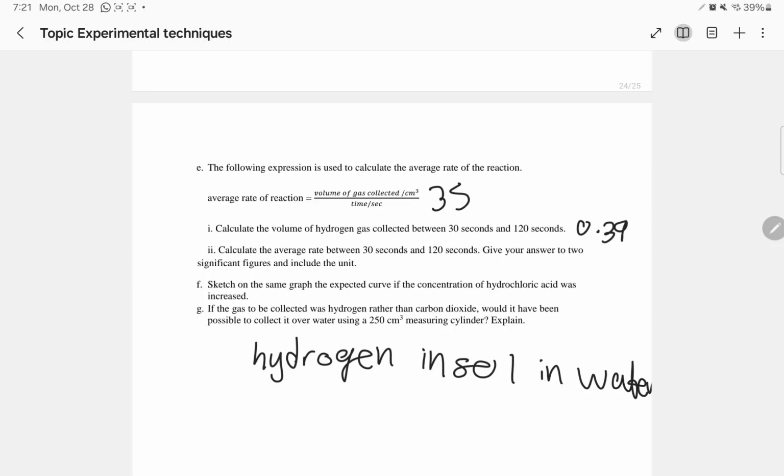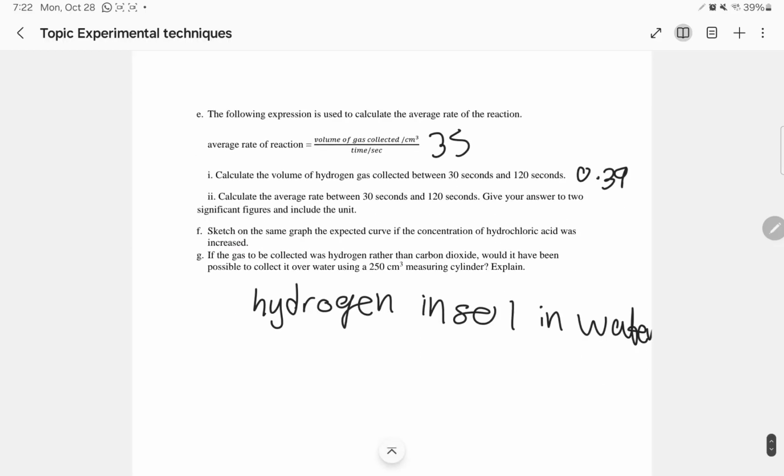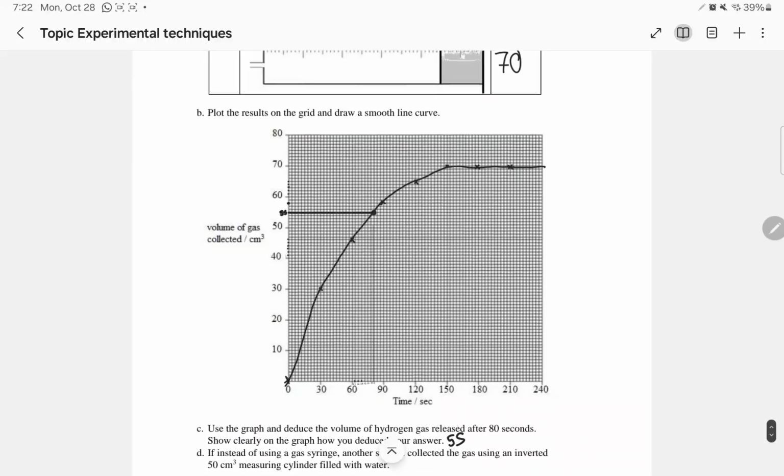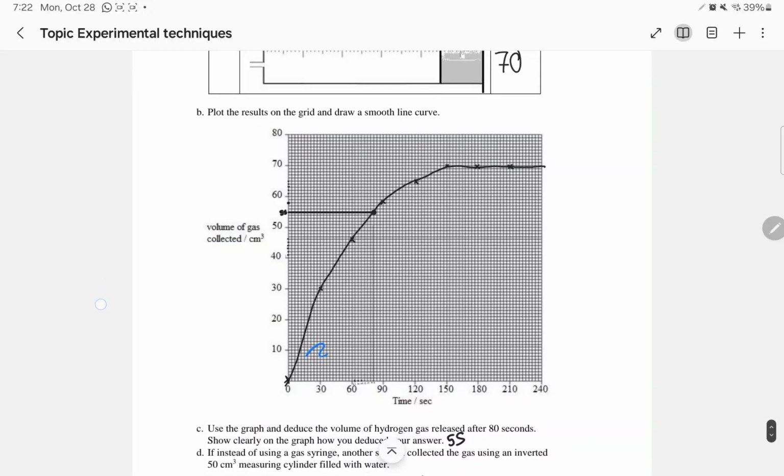I don't know where I got 35 from, but sure. Calculate the volume between these seconds. I calculated it. I got it to be 0.39. Do it yourself. You're gonna get this answer. This part, I totally skipped it because I was sick and tired of it. Sketch on the same graph. If I were to sketch on the same graph, it would be the same thing, but it's just gonna be steeper and ending higher because hydrochloric acid is a limiting reagent.